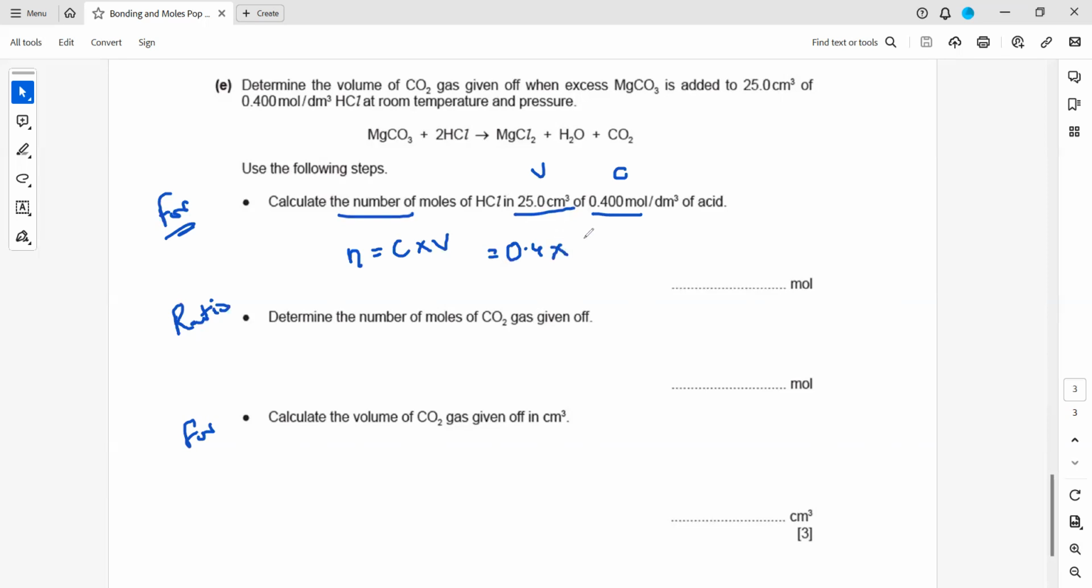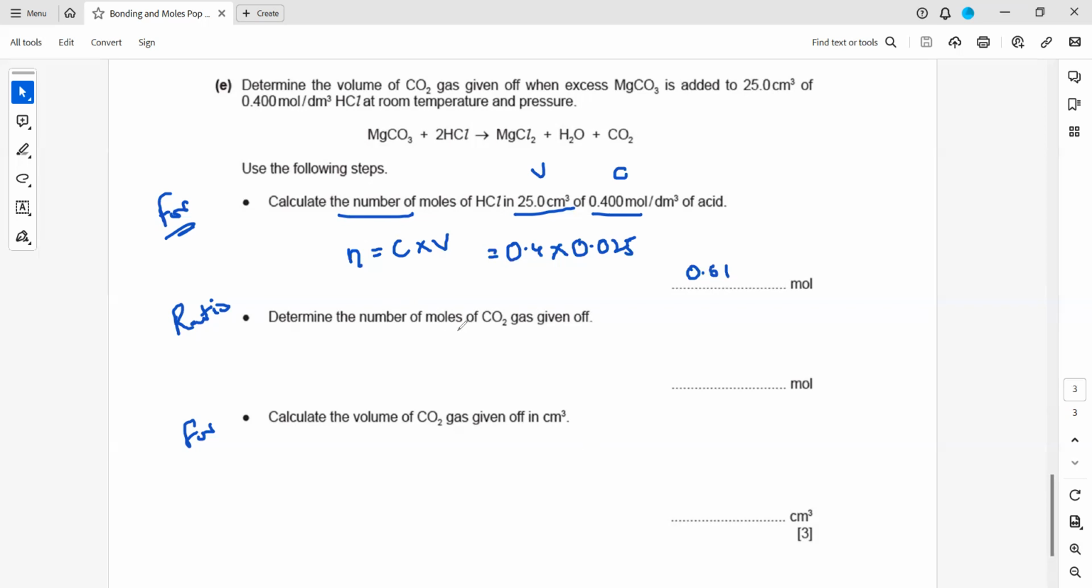How do we convert into dm cube? We divide by 1000. So 0.025 will be there. So 0.025 multiplied by 0.4 will give us the total number of moles. That is 0.01. So we have 0.01 moles of hydrochloric acid.